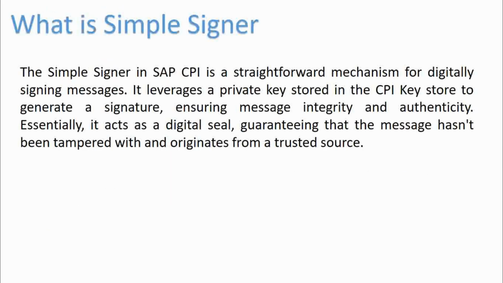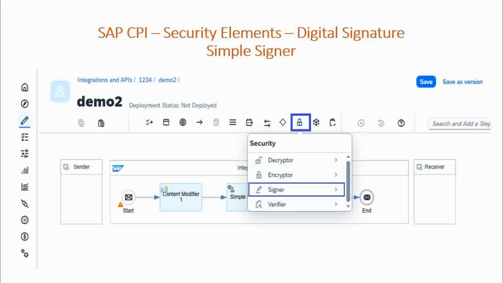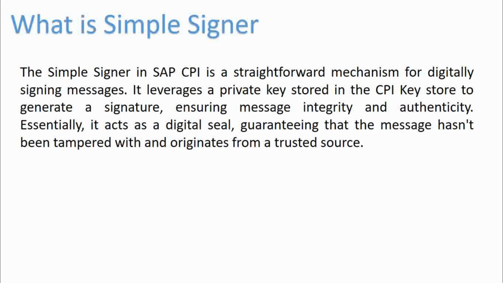We are going to see about the security elements in the iFlow. In that there are four things: encryption, decryption, signing and verification. We are going to start with simple signature now. Later on we will see encryption and decryption. This way the body is not going to be encrypted, but only a signature is going to be encrypted and sent along with the message. So that is called a simple signer. Simple signer is a palette, a straightforward mechanism for digitally signing the message.